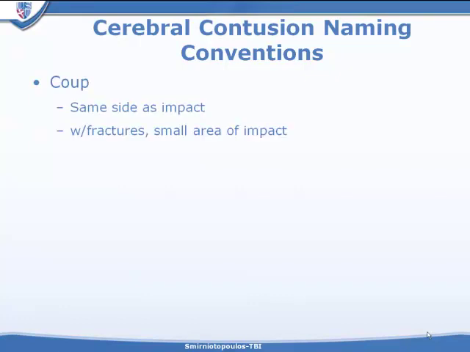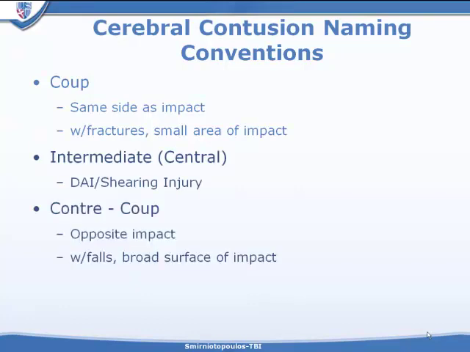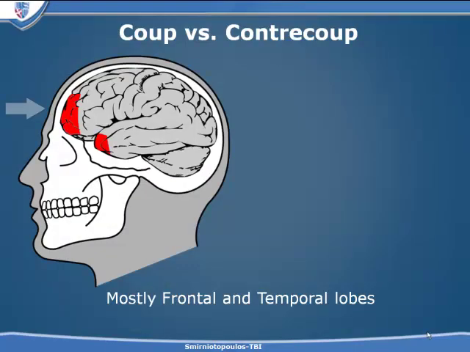There is a naming convention for cerebral contusions. A coup contusion occurs underneath or on the same side as an impact, typically associated with overlying skull fractures and or a small diameter contact point. At the opposite end, we have the Contre-Coup contusion, which occurs opposite a point of impact, classically associated with falls where the moving head strikes a broad flat surface. And in between, Drs. Garfunkel and Simon have described the Coup contusion, or the shearing injury, which we'll see later on as a completely separate subject.